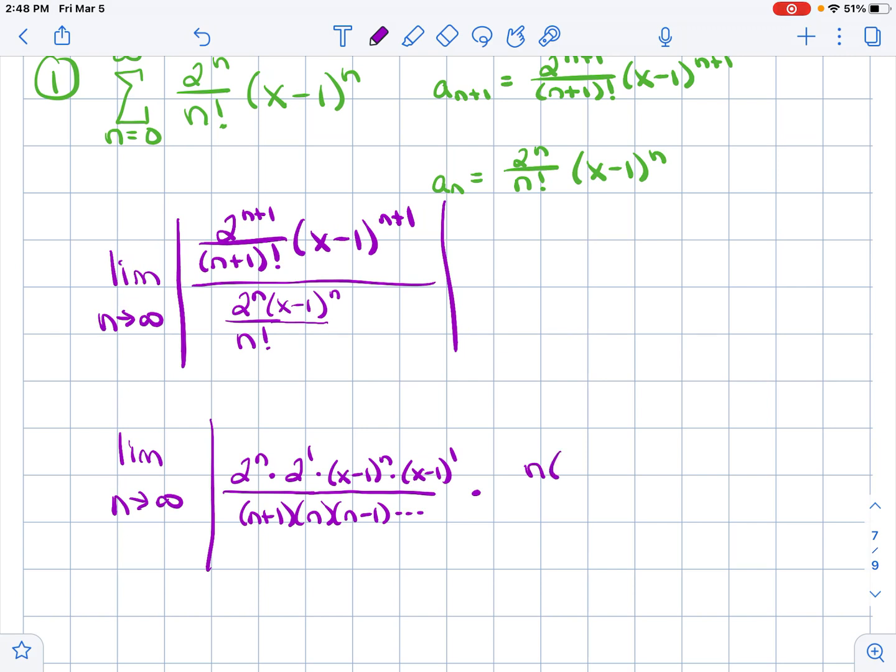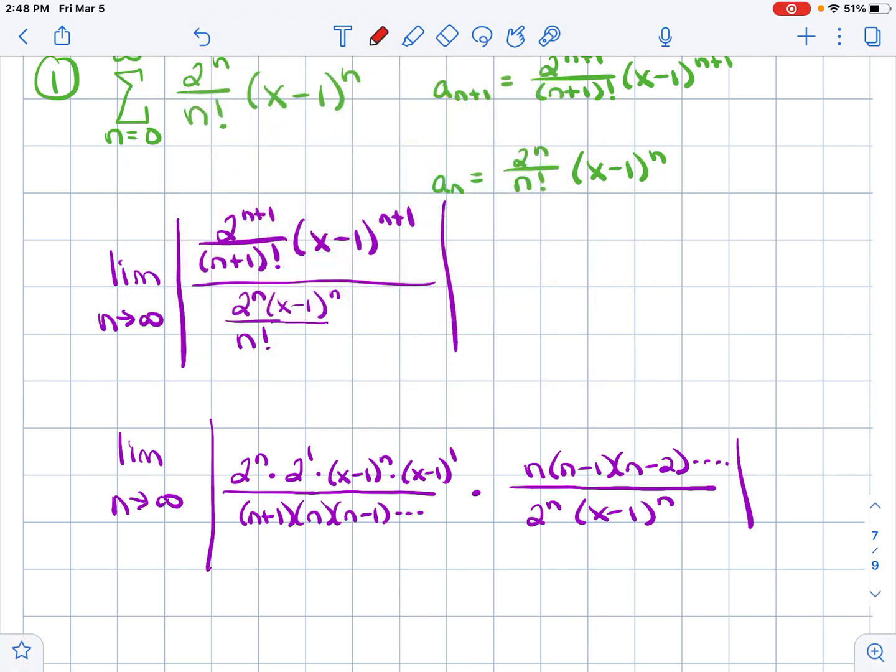So when I flip it and multiply, this now becomes n factorial, which is n times n minus 1 times 1 less times 1 less times 1 less over 2 to the n times x minus 1 to the n.